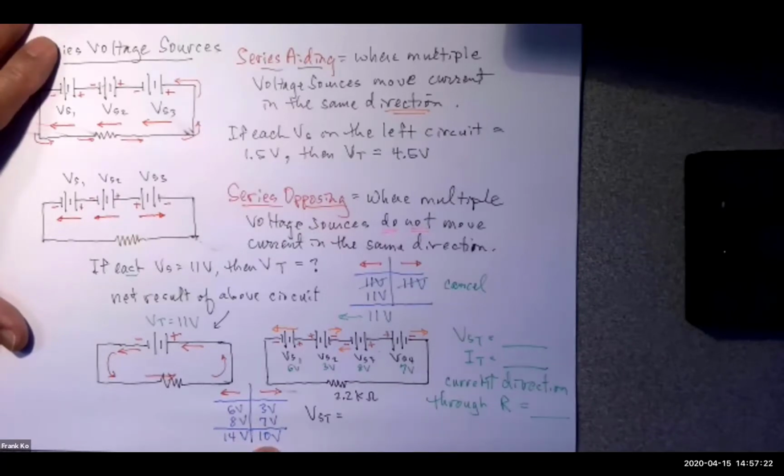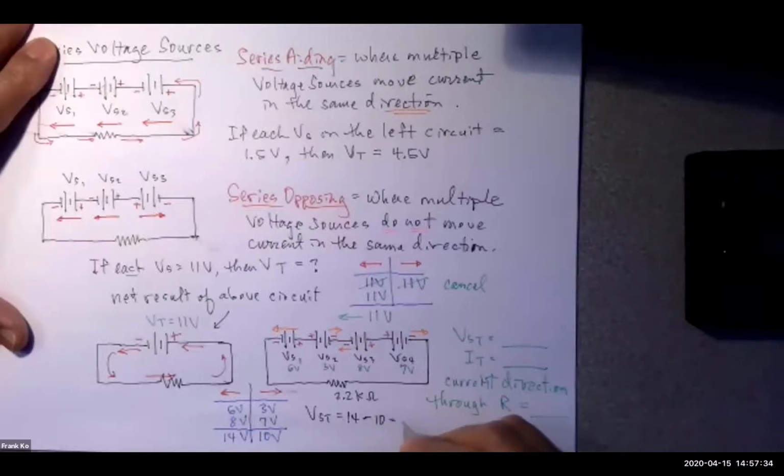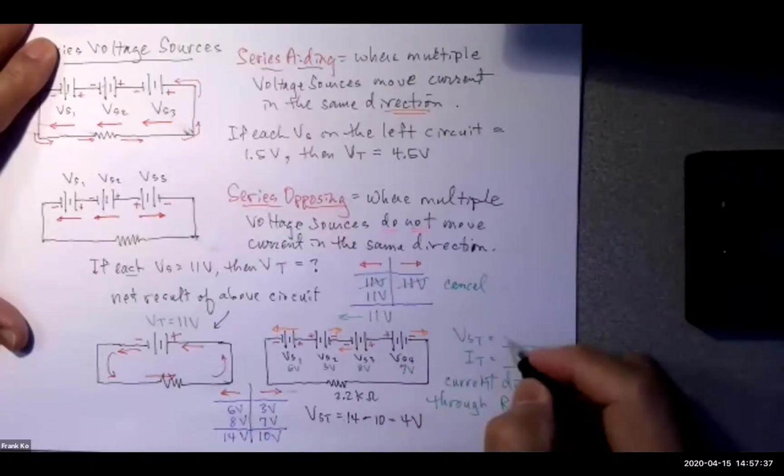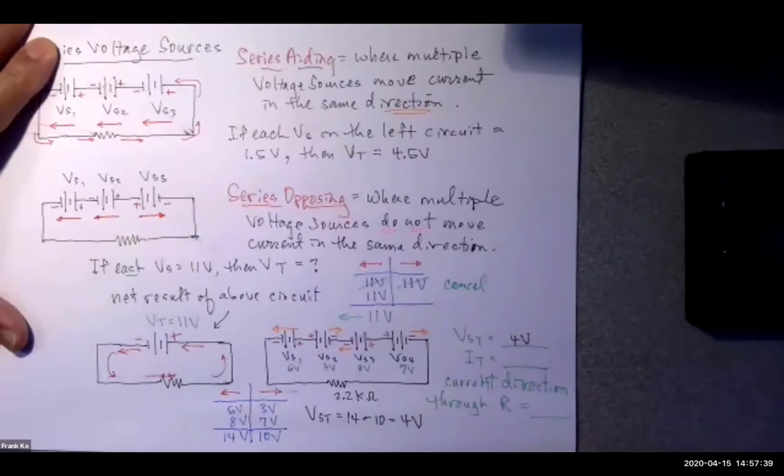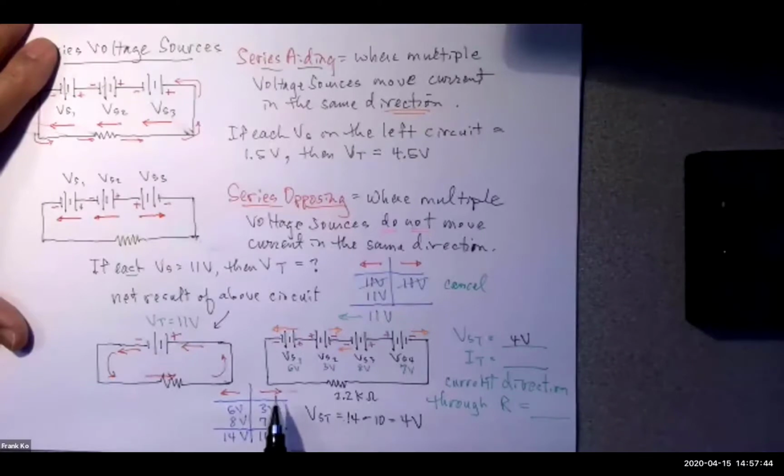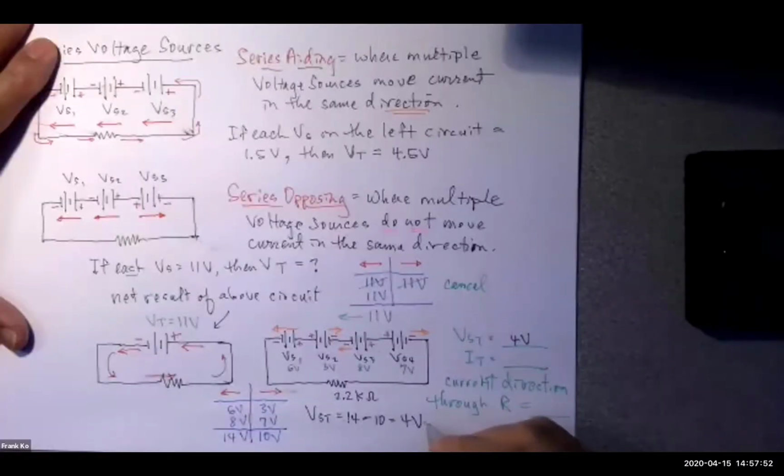The 14 will cancel 10 of these volts. If 14 cancels 10 of these volts, how many volts do I have left over? 4. Yeah, so 14 minus 10 equals 4 volts. So VST is equal to 4 volts. What is the final direction of current? Is my final direction to the right, or is my final direction to the left? To the left. My final direction is to the left, okay?